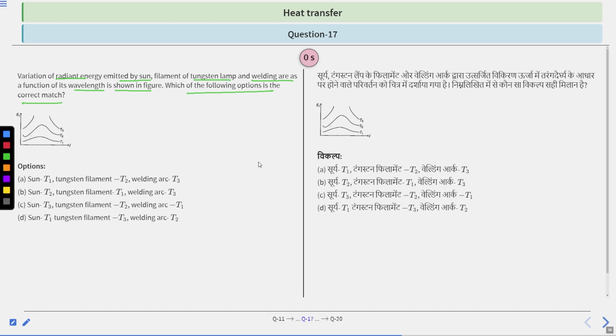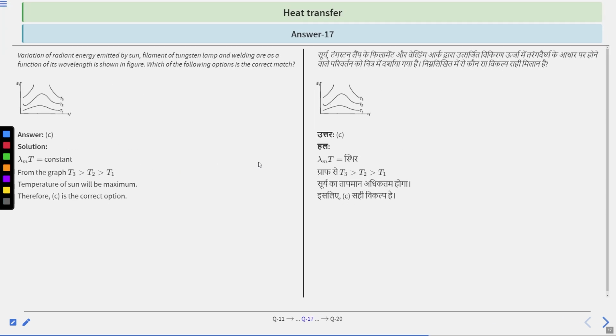Let's find a solution. From Wien's displacement law, lambda_m T is equal to a constant. Clear? So from this graph, this is for T1, this is for T2 and this is for T3. Clear? This one is for T3, like this.